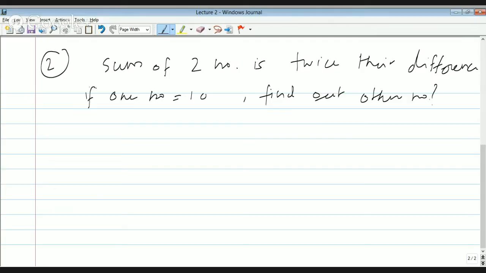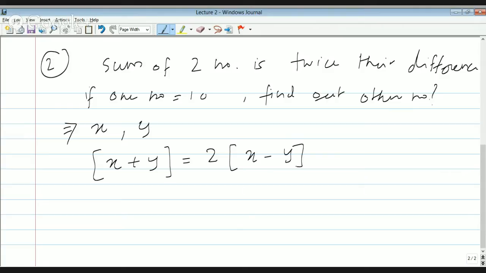So let us understand. Let the first number be x and the second number be y. Two numbers are x and y. The sum of the two numbers would be x plus y. It is given that the sum of the two numbers is equal to 2 times the difference between the two numbers, and the difference is x minus y. So we get the first equation: x plus y is equal to 2 times x minus y.